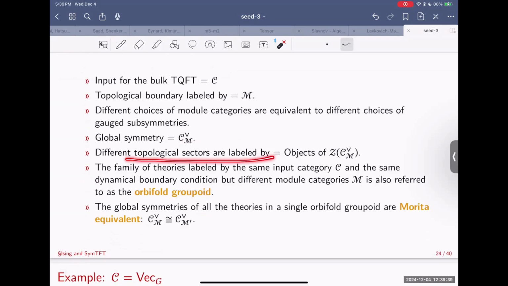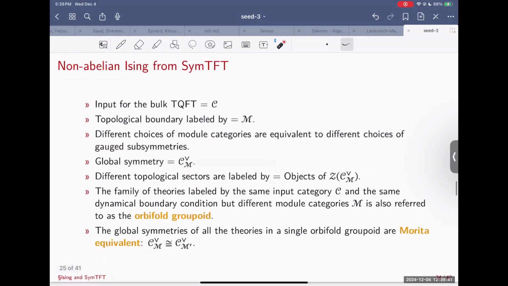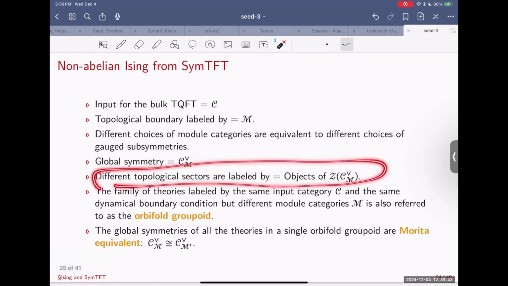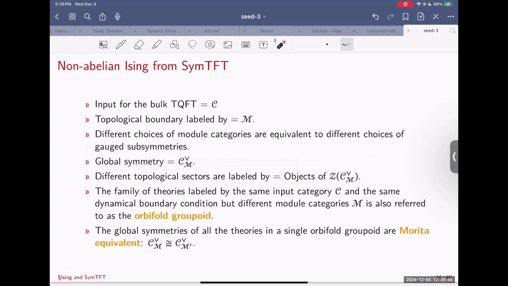And the different topological sectors. This, of course, is a non-trivial statement that I haven't proved, but it can be proved that different topological sectors in this effective 2D theory are labeled by objects of the center, the Drinfeld center of the global symmetry category.